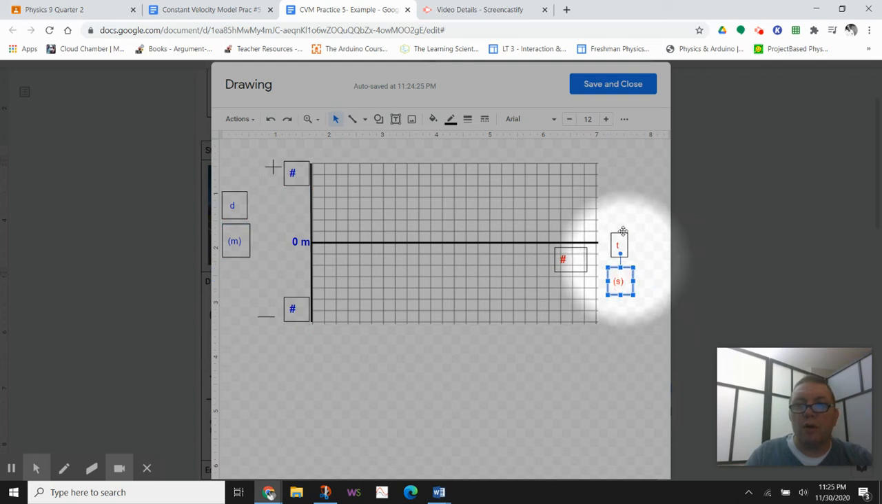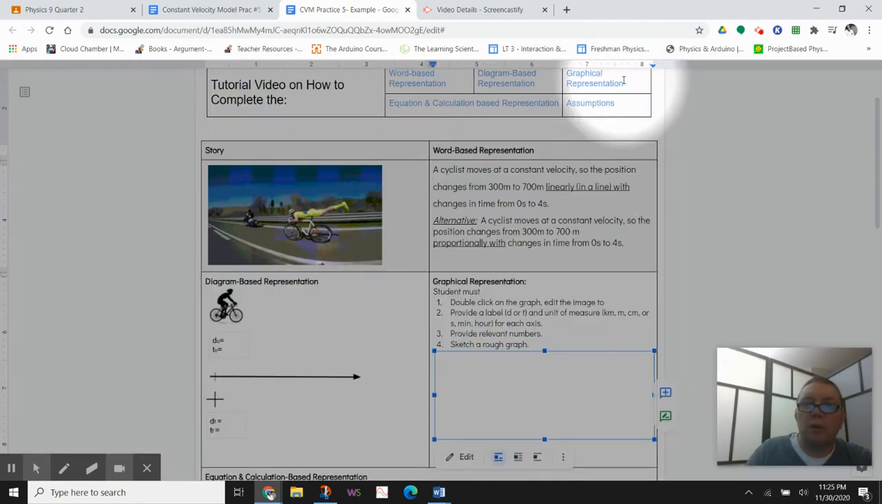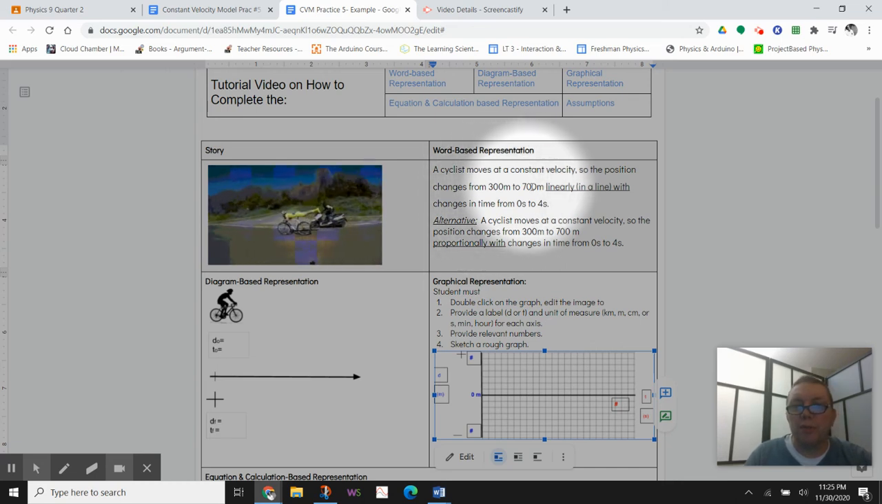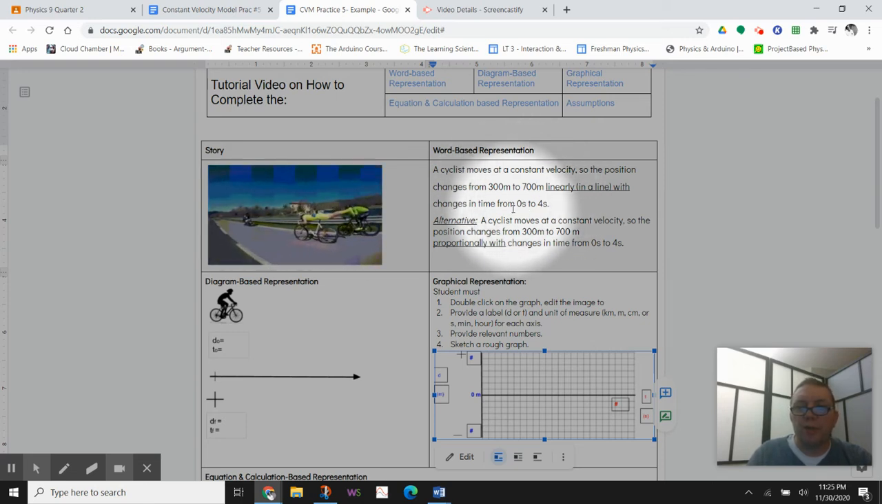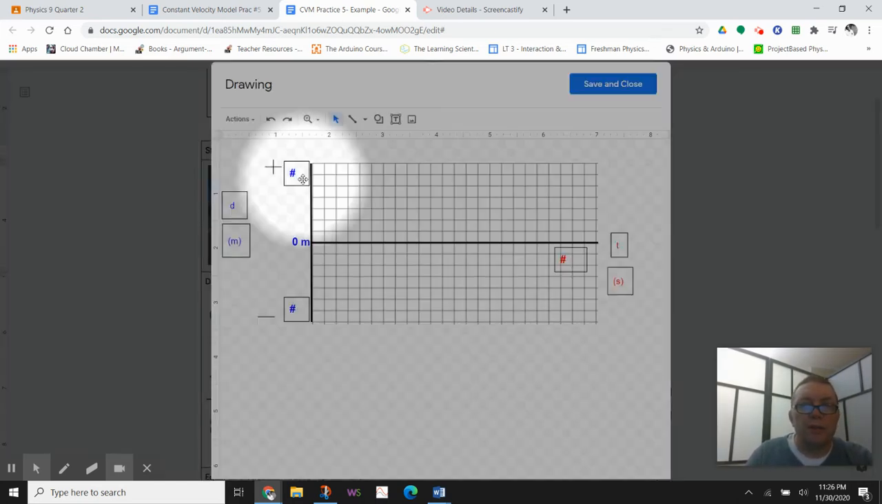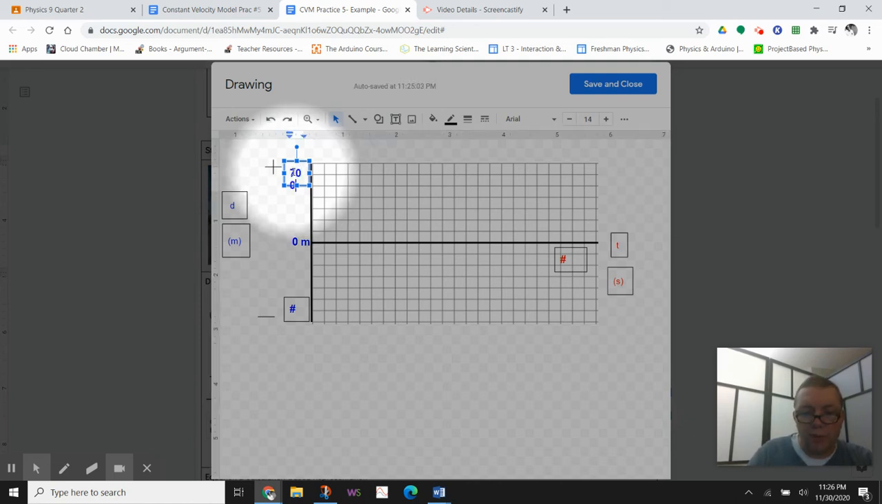So now I've got my x-axis titled and labeled with units of measure, and my y-axis titled and labeled with units of measure. I'm going to go back and figure out what the numbers are, just to make sure. I sometimes forget going back and forth. The position changes from 300 meters to 700 meters, 0 seconds to 4 seconds. So I'm going to try to remember that. Oh, okay, so it ends at 700 meters. So I'm going to change this to 700 meters.